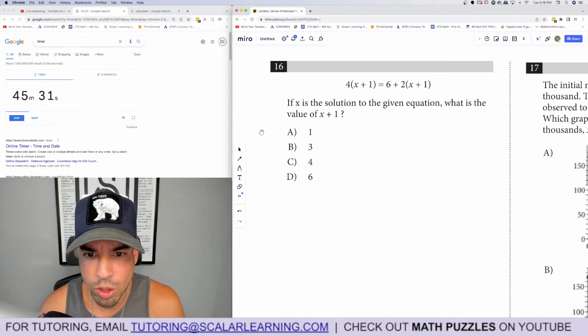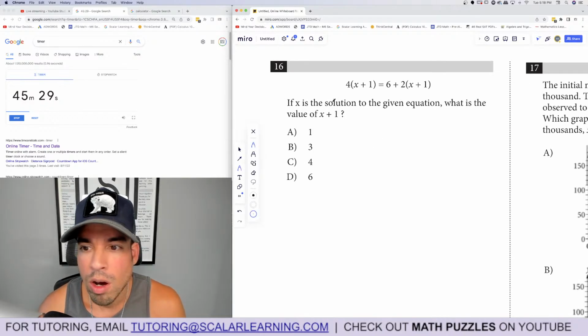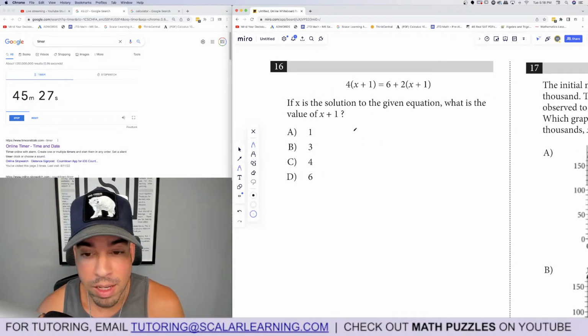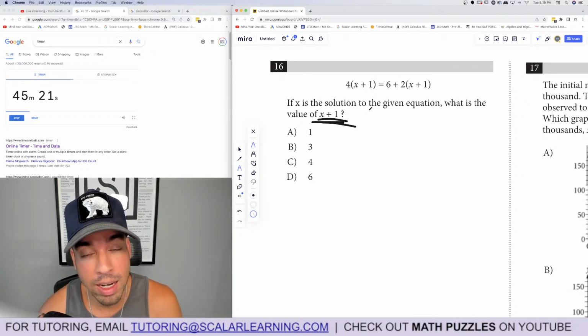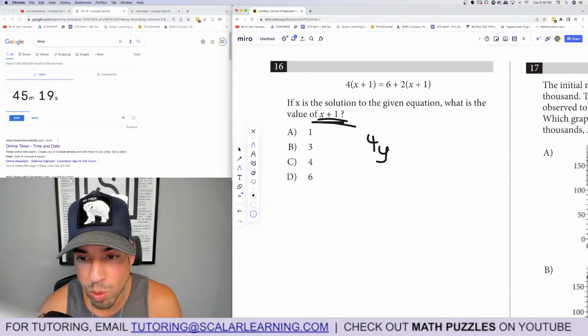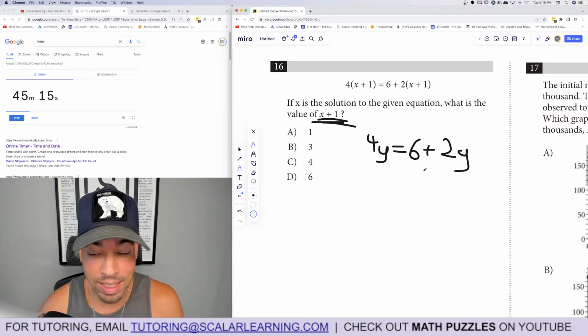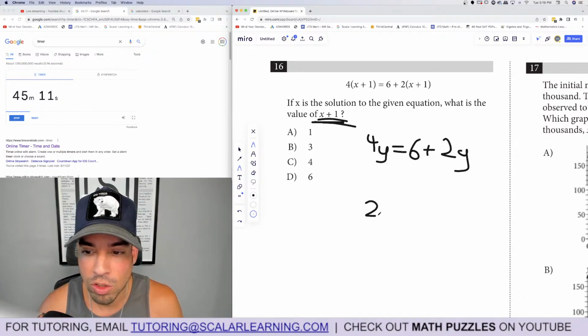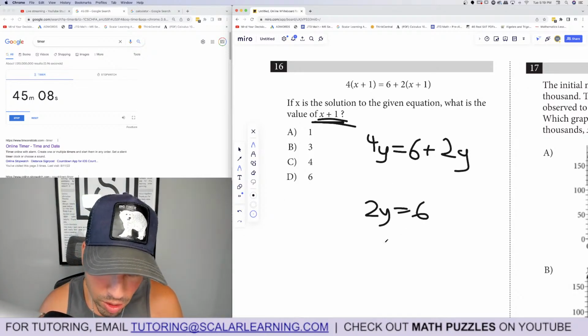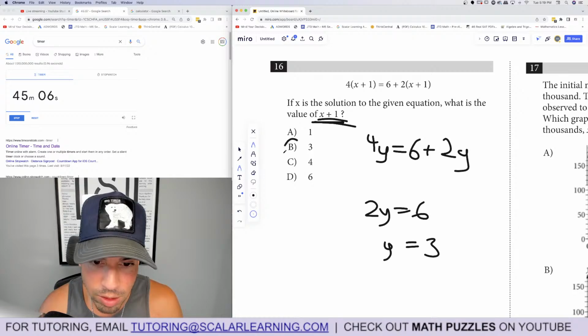If X is the solution to the given equation, what's the value of X plus 1? All right, look. I can solve for X and then go back to X plus 1, which I'm going to underline to make sure I don't forget that. But I see X plus 1 in both equations, so I can just replace it with Y, right? And just solve literally for Y. And that is X plus 1. Subtract 2Y from both sides, and I get 2Y equals 6. Divide by 2, Y equals 3. And X plus 1 is 3.